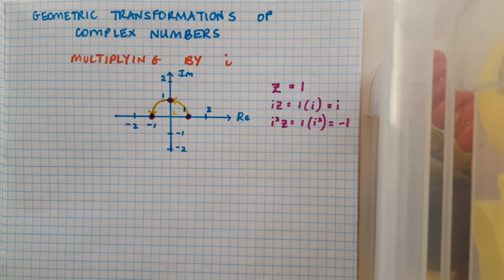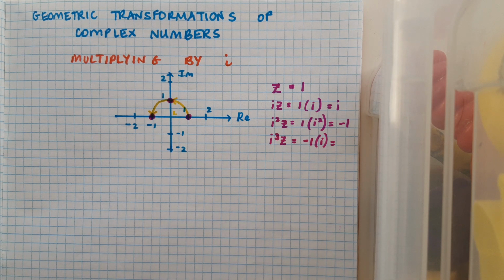And again, now we multiply by another i. So we're going to multiply i cubed by z. So I'm simply taking my previous result and multiplying it by an extra i. So i cubed z is equivalent to minus 1 times i, which is minus 1i. Again, this is located on the imaginary axis at minus 1.